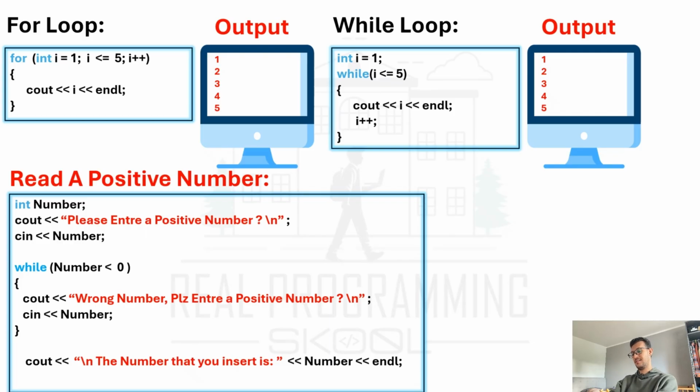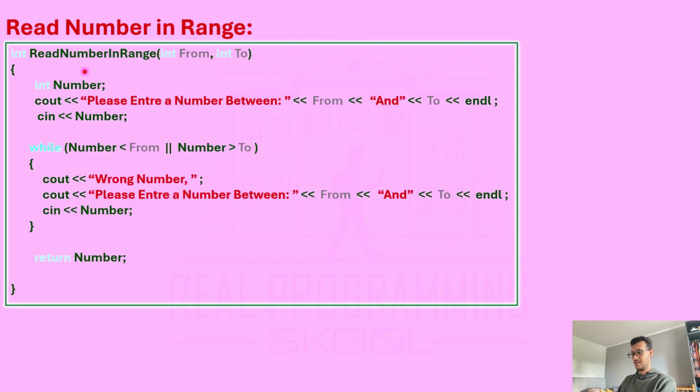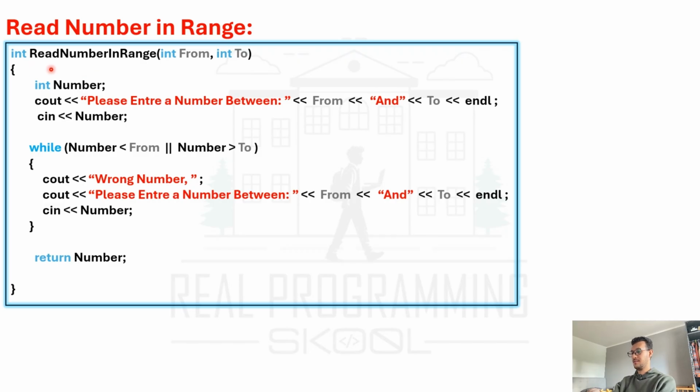Let's take another example to understand more. For example, we create here a function, read number in age. The name of the function will be read number in age. This function is an integer function, from the fundamental data types. Integer read number in age, this is the name of the function. I can name it whatever I want, as we said before. And we give it two parameters, integer from, integer to. From will be 18, to will have 45 stored inside it, for example, okay?